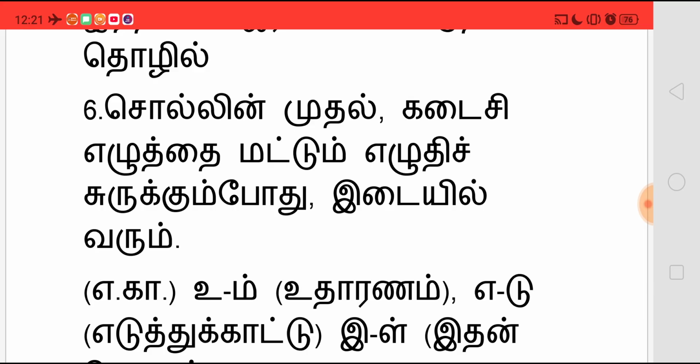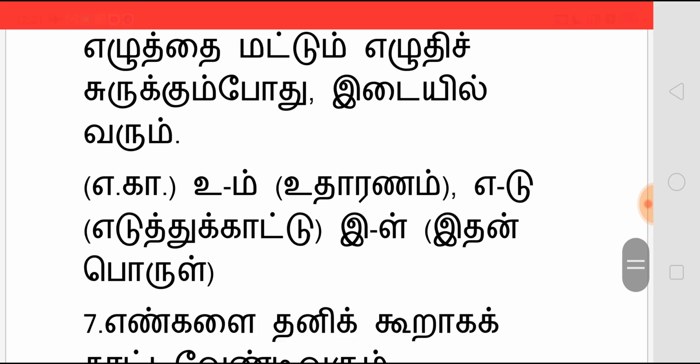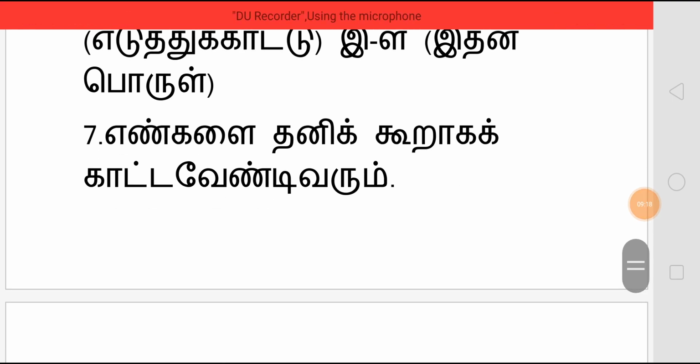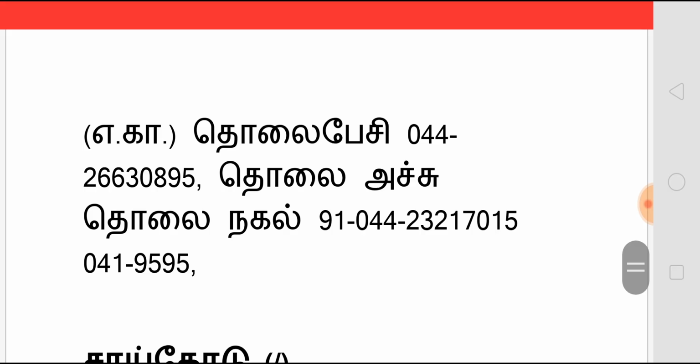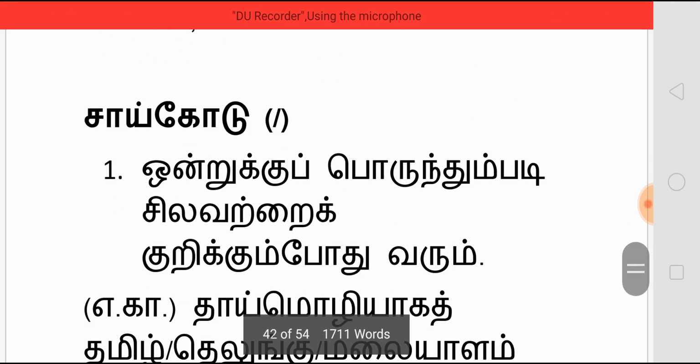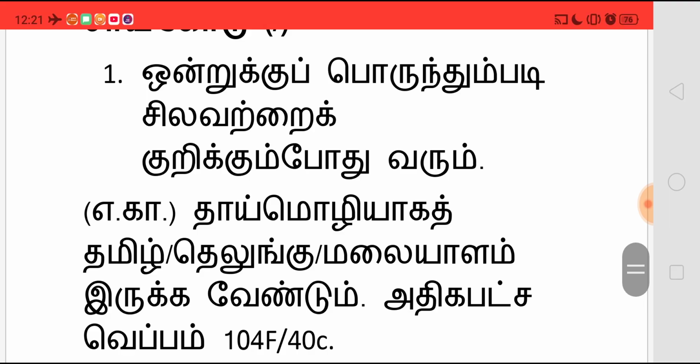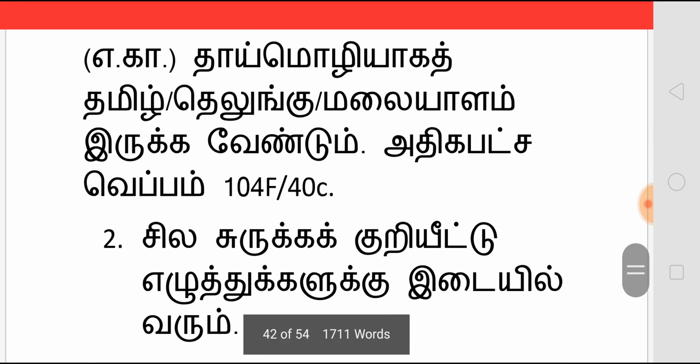That is if you are going to omit the other words, for உதாரணம் we will only say உதா, and for எடுத்துக்காட்டு எடு and இதன் பொருள் as இ.பொ. And when we are telling about numbers separately, we say like this, telephone numbers. And about தொலையச்சு, தொலைநகல். And சாய் கோடு is used when we are joining information of the same type, like தாய்மொழியாக தமிழ்/தெலுங்கு/மலையாளம் இருக்க வேண்டும். And அதிகபட்ச வெப்பம் 104 Fahrenheit or 40 Celsius.